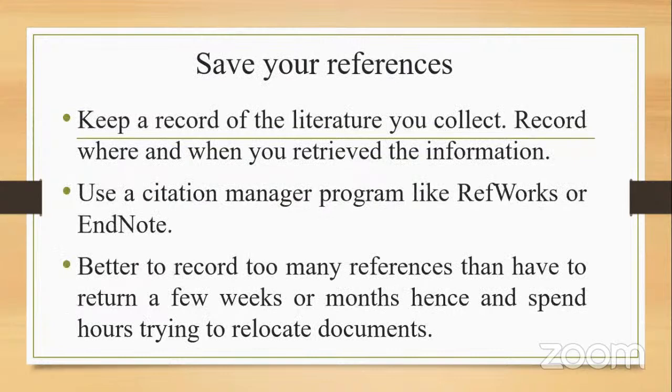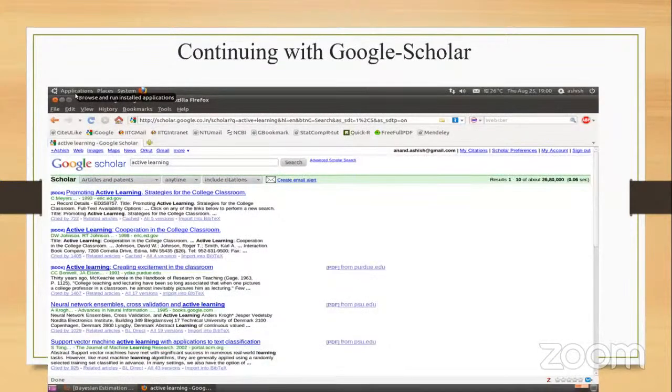Always save your references, because references are going to work and they are going to give you a good response. Keep a record of the literature you have collected and record where and when you retrieved the information. It is essential and it is important. Use a citation manager program like RefWorks or EndNote. It is better to record too many references than to have to return weeks or months later and spend hours trying to relocate documents. And you can continue with Google Scholar.